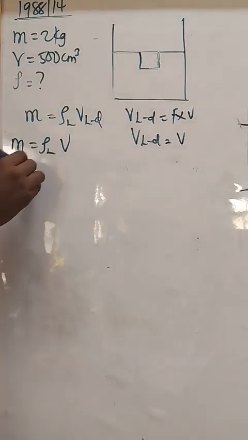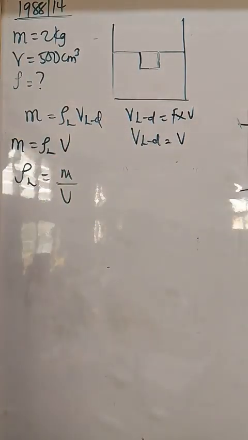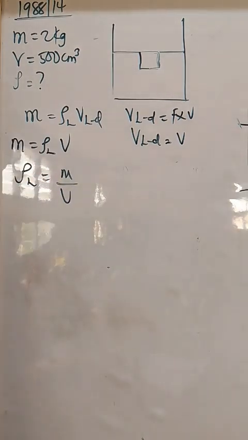So what is the density of the liquid in this case? Mass of the body over volume of the body, which is the same thing as the density of the body. It's as though the liquid and the body have the same density.